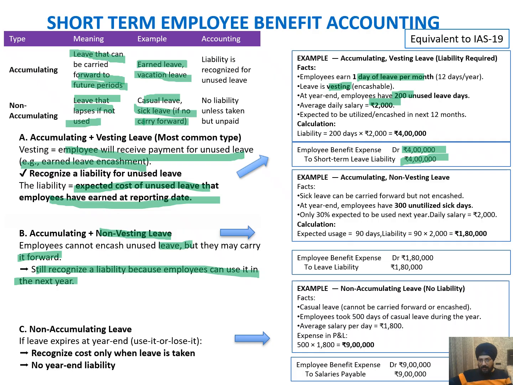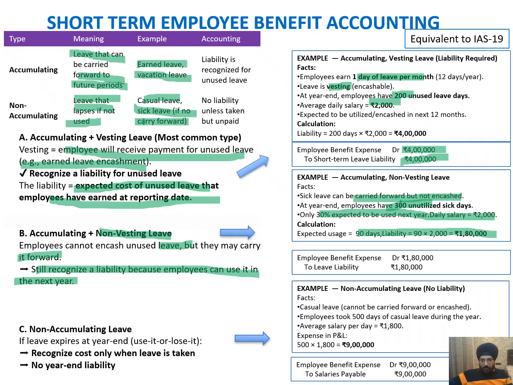Accumulating non-vesting sick leaves can be carried forward but not in cash. At the year end, the employee has 300 unutilized sick leaves. Only 30% are expected to be used in the next year, and the daily salary of 2000 is the amount. So we'll recognize the liability to the extent of 1,80,000, and the balance, which is going to be recognized for future periods, needs some actuarial valuation and will be treated as a long-term employee benefit.